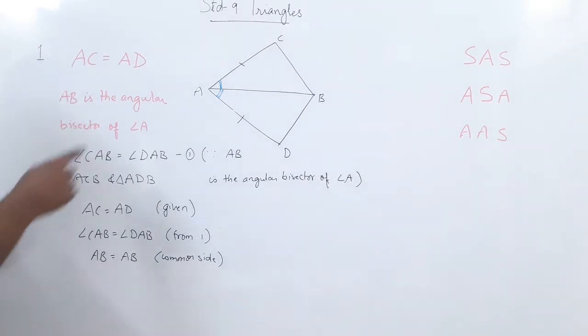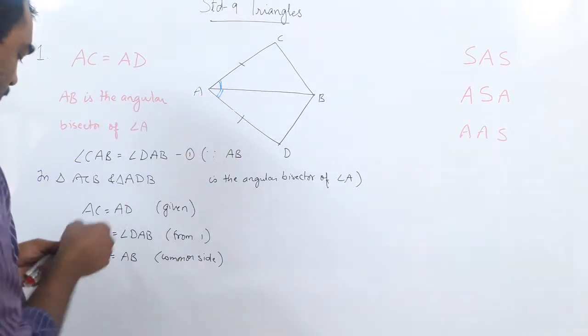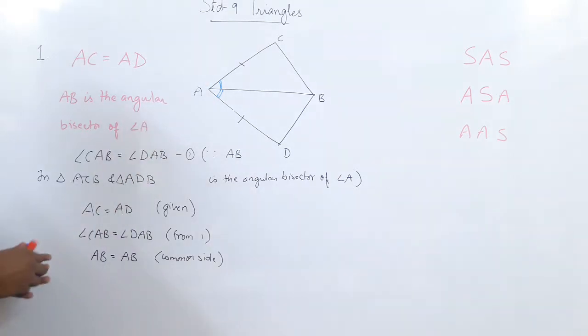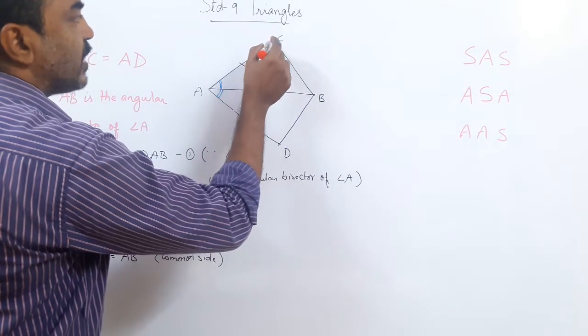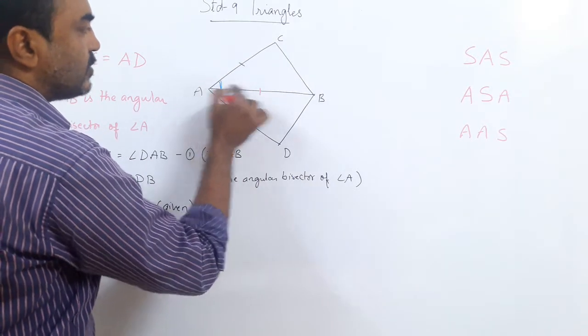So I have got what? This side is equal, the angle is equal, and another side is equal. So in this triangle I have got a side, angle, side.